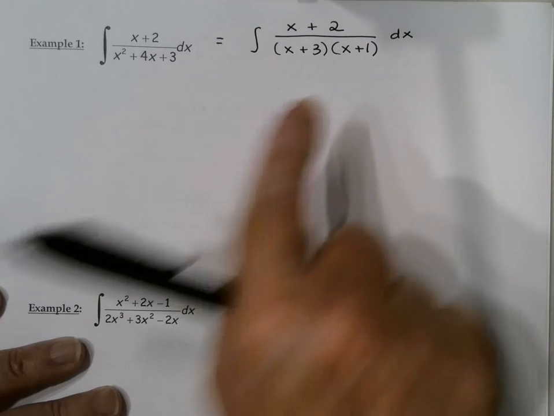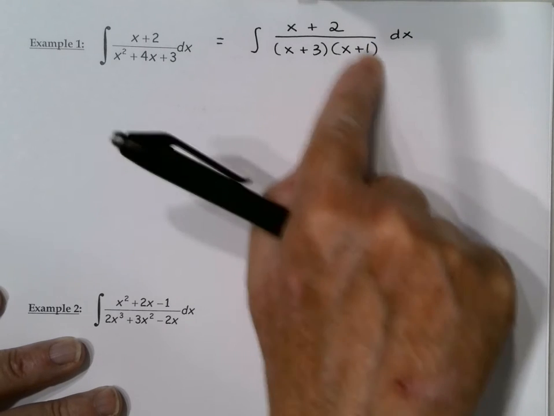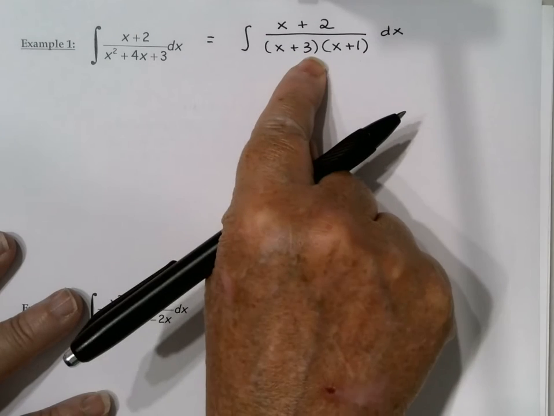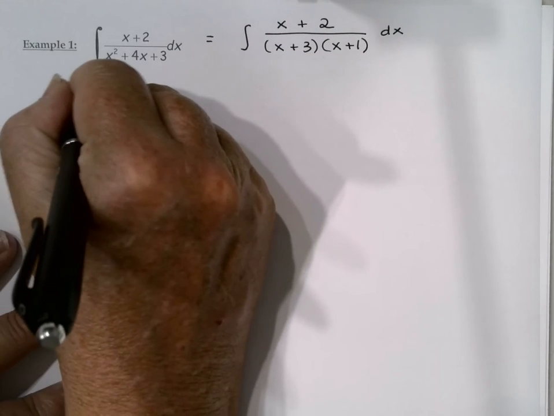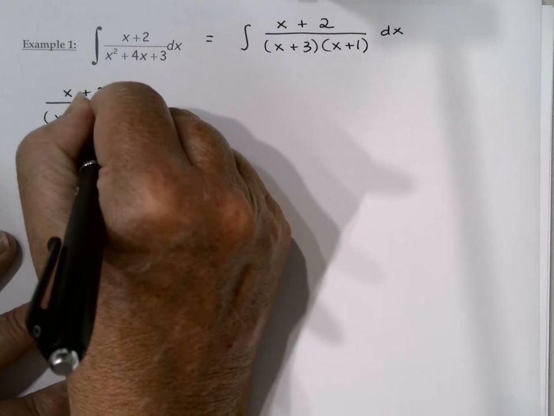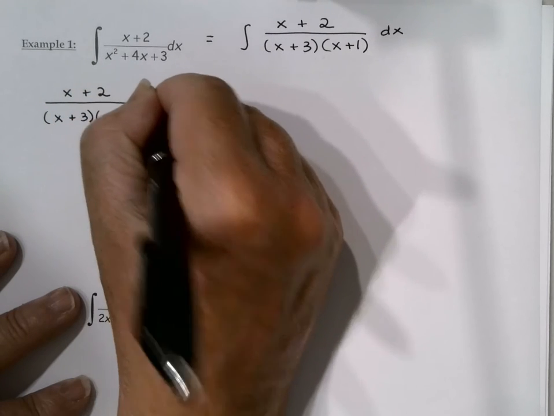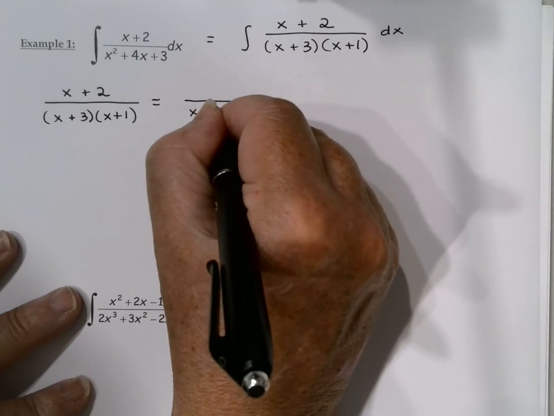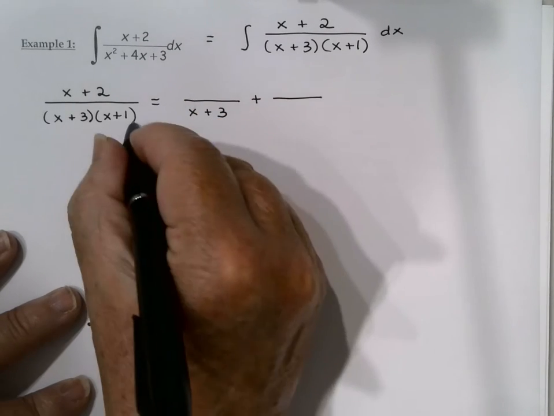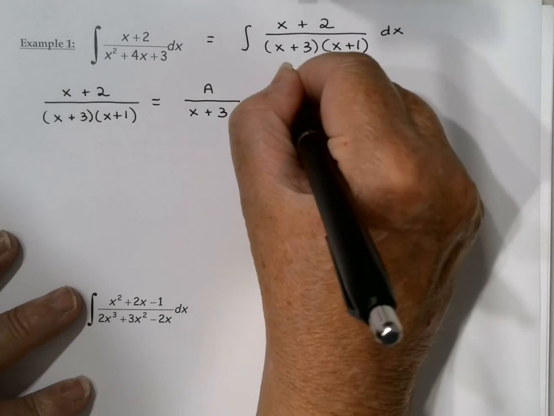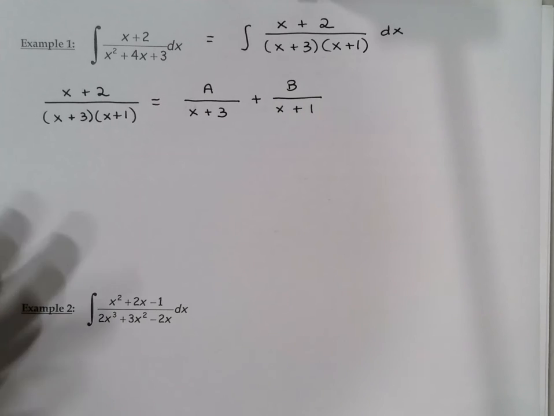All right, here's my factored form, algebraic fraction, and I'm now going to do the partial fractions decomposition. I'm going to take this fraction and say I would like to make that into two separate fractions, one with a denominator of x plus 3 added to another one with a denominator of x plus 1. And I need to figure out what goes on the top there. Since I don't know yet, I'm just going to call them a and b, and I'm going to try and solve for a and b.